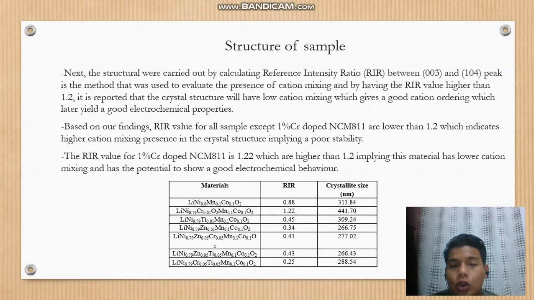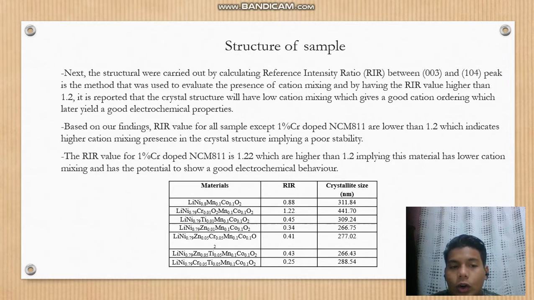Number 2, the structure of the sample. Next, the structure was studied by calculating the reference intensity ratio, RIR, between the 003 and 104 peaks. This is the method that was used to evaluate the presence of cation mixing, and by having an RIR value higher than 1.2, it is reported that the crystal structure will have low cation mixing, which gives a good cation ordering, which later yields good electrochemical properties.